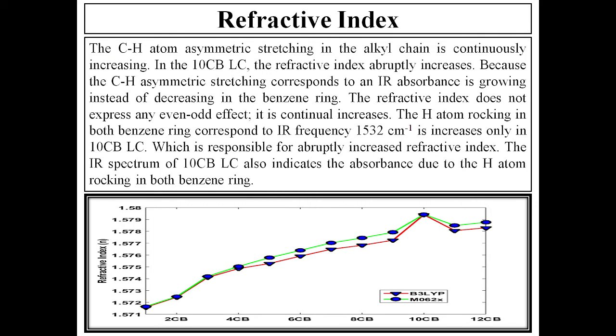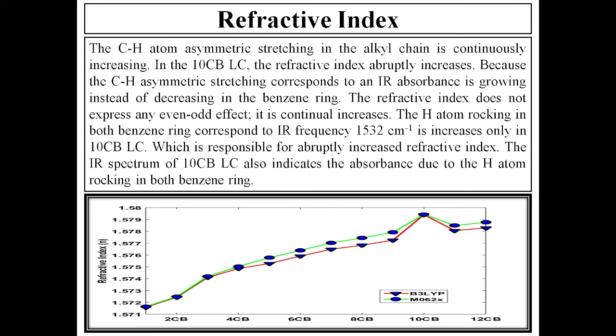Refractive index. The CH atom asymmetric stretching in the alkyl chain is continuously increasing. In the 10 CBLC, the refractive index abruptly increases because the CH asymmetric stretching corresponds to the higher absorption, which is growing instead of decreasing in the benzene ring. The refractive index does not express any even-odd effect.